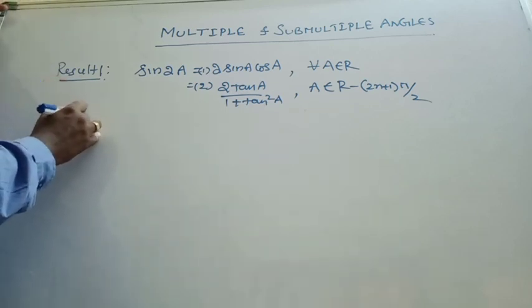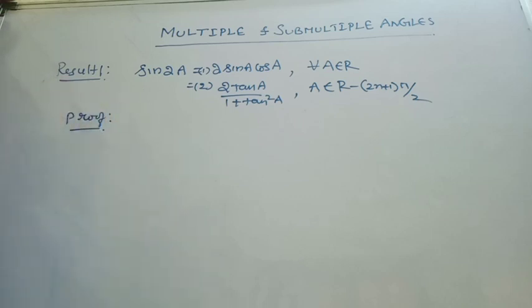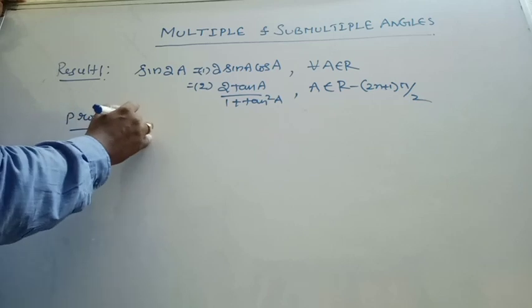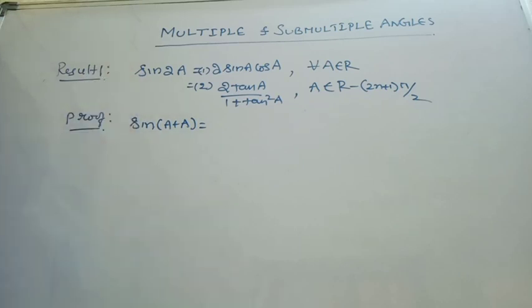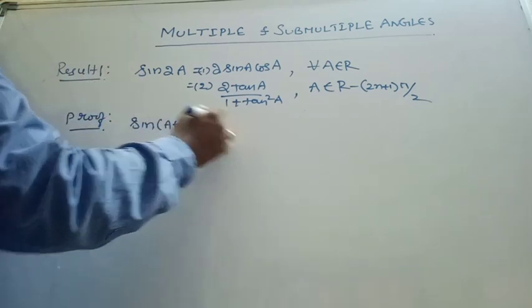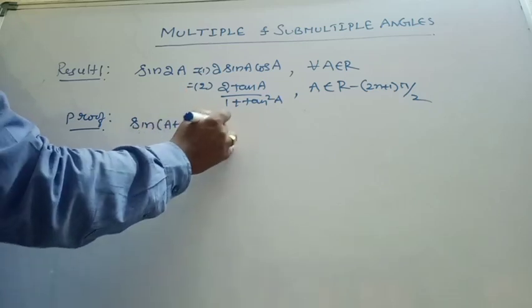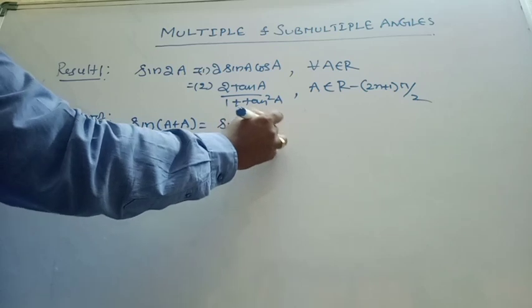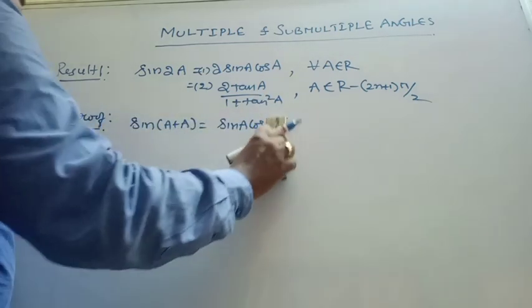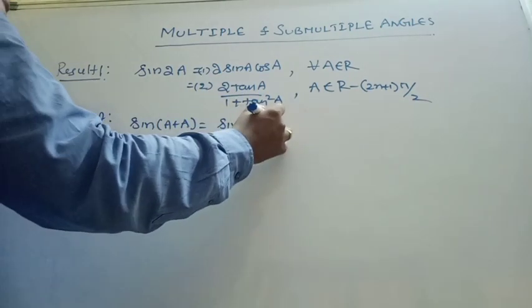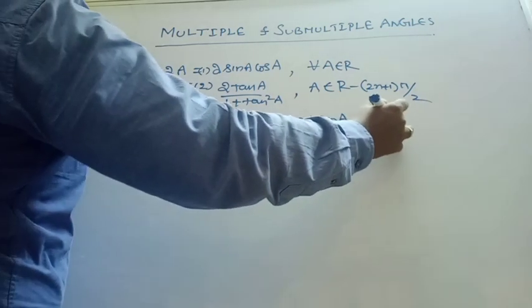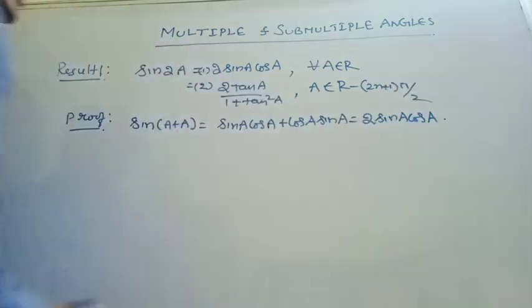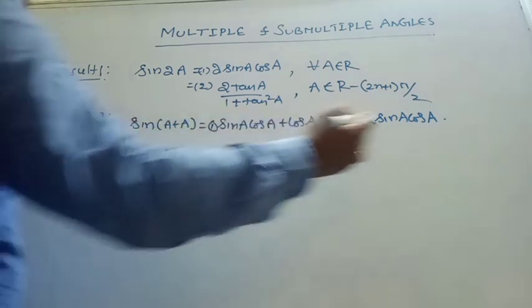Now you see, my dear students, how we are going to do these proofs. Sin 2A is equal to sin of A plus A. We apply the sin (A plus B) formula, that is sin A cos B plus cos A sin B. In the place of B we have A only, so sin A cos A plus cos A sin A. This is equal to 2 sin A cos A. Sin A cos A plus sin A cos A, if you add, you will get 2 sin A cos A. You have got one result.